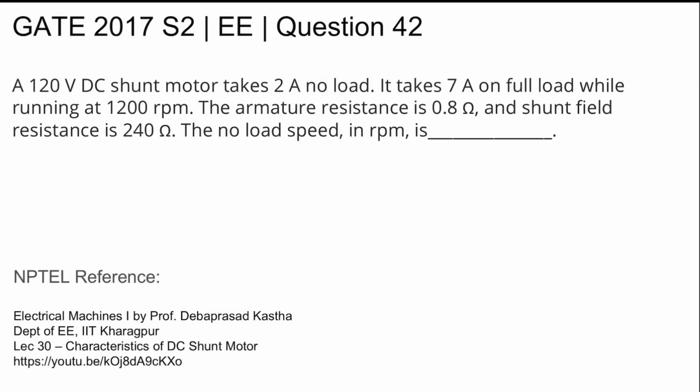This is GATE 2017 set 2 electrical question number 42. A 120 volt DC motor takes 2 ampere at no load. It takes 7 ampere on full load while running at 1200 rpm. The armature resistance is 0.8 ohm and the shunt field resistance is 240 ohm. The no load speed in rpm is being asked.